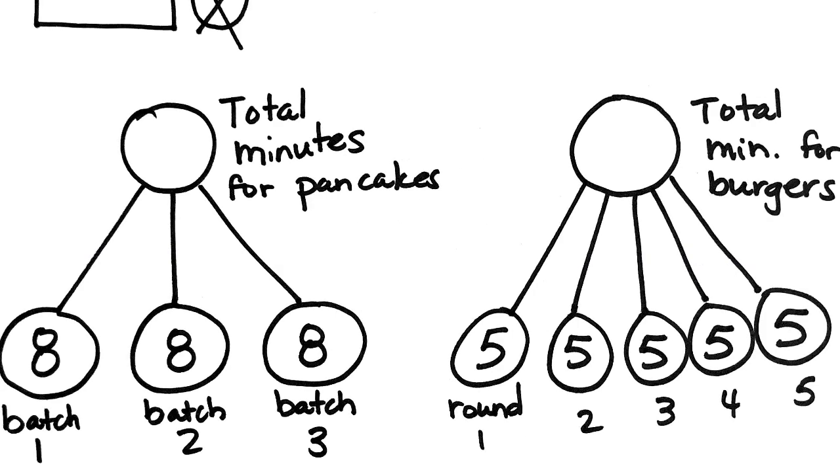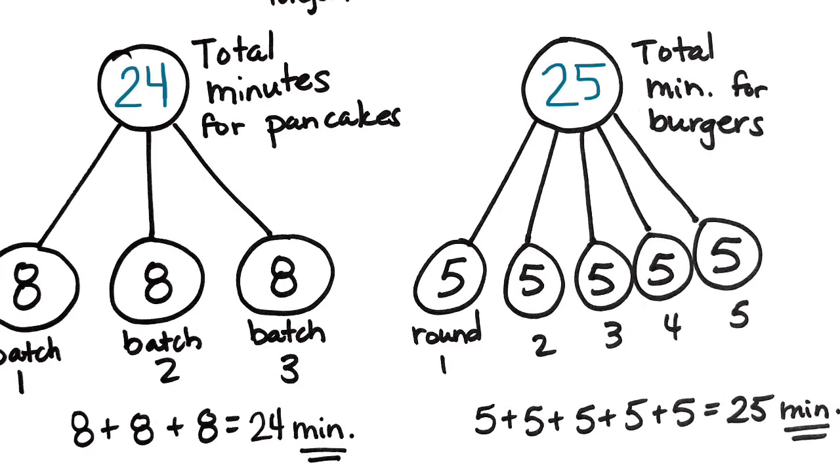So first, we're going to have to figure out how many total minutes for the pancakes. Each batch takes 8 minutes. So batch 1, batch 2, batch 3, all of my parts of my number bond are labeled. So we'll also need a number bond for the total minutes of burgers. 5 rounds at 5 minutes each. So let's add these up. 8 plus 8 plus 8 equals 24 minutes. 5 groups of 5 is 25 minutes.